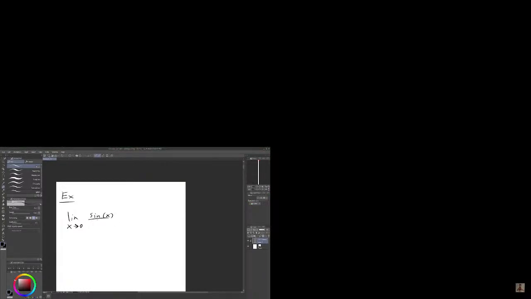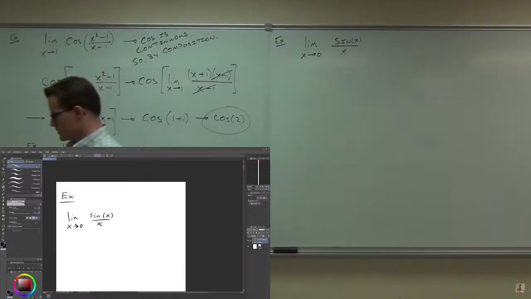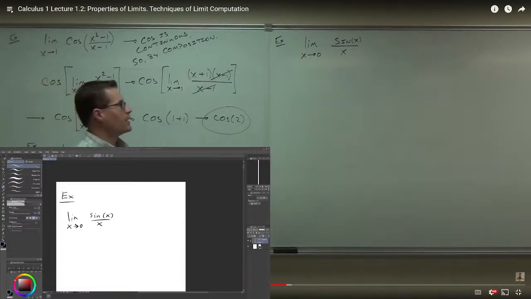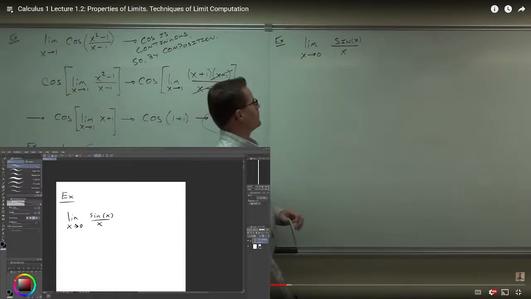Okay. Let's try that. Can you just take sine out like you did in the one? So it's like you say sine is continuous, so by composition take that out. X over X, 0.